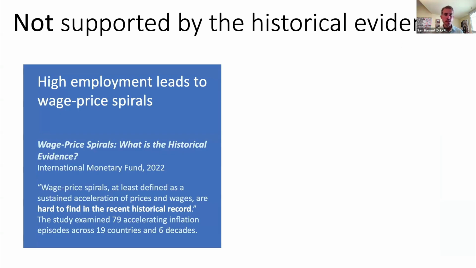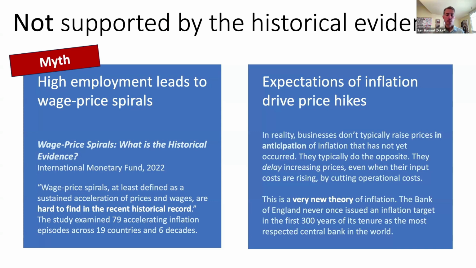This claim that high employment leads to wage price spirals, well, none other than the International Monetary Fund in 2022 took a pretty close look at the historical record. They studied 79 accelerating inflation episodes across 19 countries and 6 decades. And they concluded that wage price spirals, at least as defined as a sustained acceleration of prices and wages, are hard to find in the recent historical record. They basically couldn't find one that appeared to go on for more than a few quarters. So that's a myth, I would say.